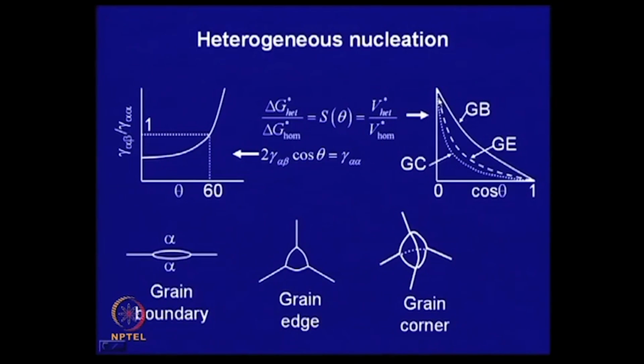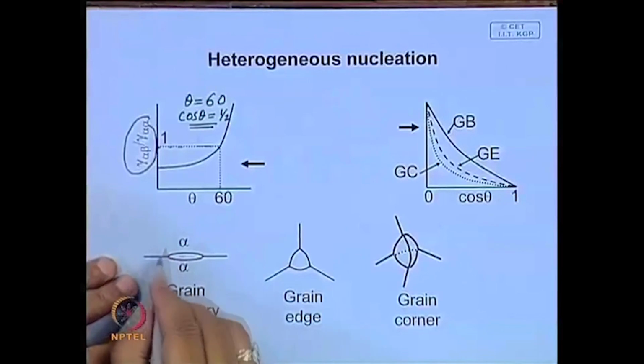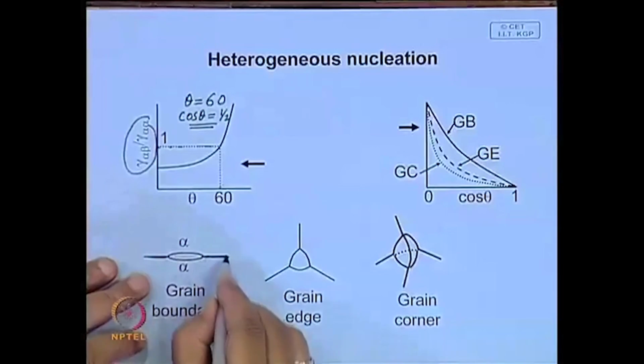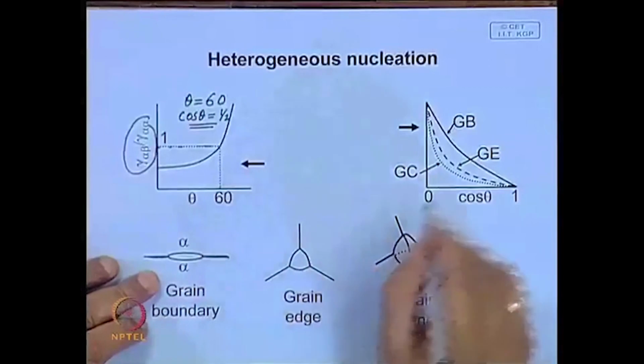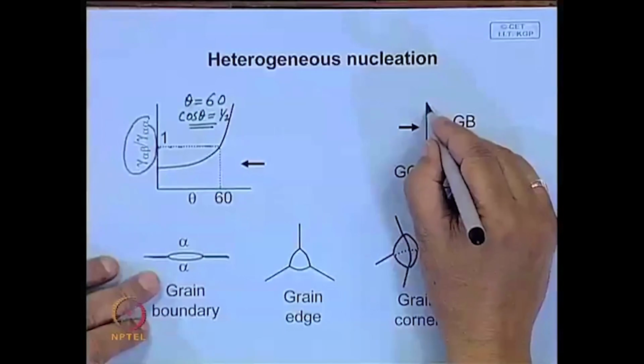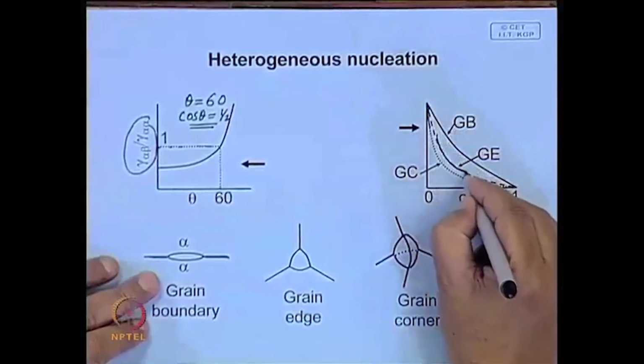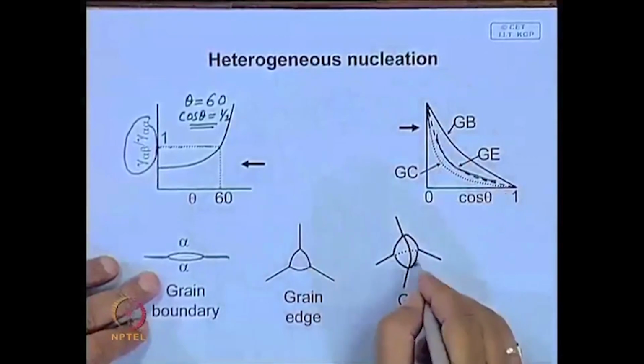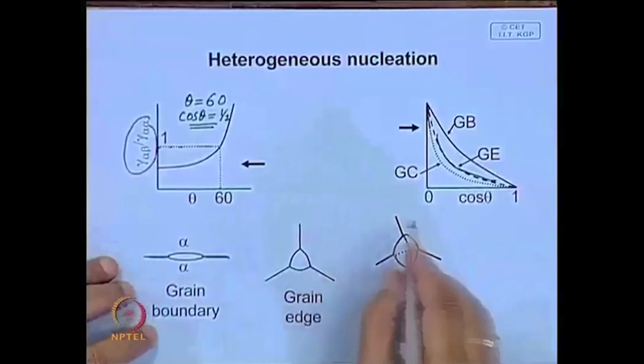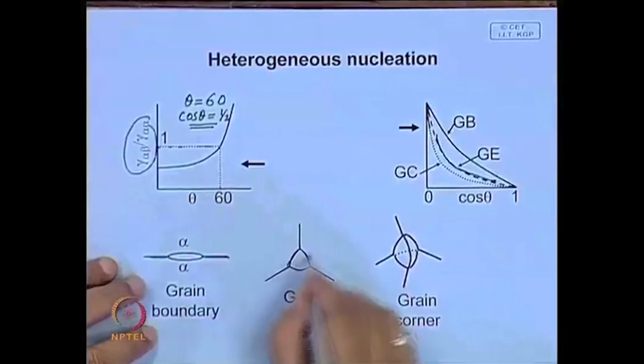And if you plot these two ratios against a function of cos theta, then if the precipitation takes place in the bulk, this will be the nature. If the precipitation takes place at the grain boundary or grain face, so that means here, in that case, this will be the plot. And if it forms on the grain edges, that means the edge of the boundary, these 3 grains which are meeting.